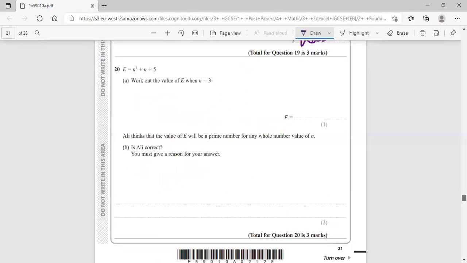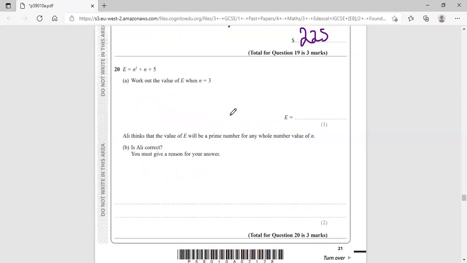Okay. Question 20. E equals n squared plus n plus 5. Work out the value of E when n is 3. So E equals n squared. So that's 3 squared. So we've got 3 squared plus n, which is 3, plus 5. Okay, just add that together. You get 9 plus 3, which is 12, plus 5, which is 17.